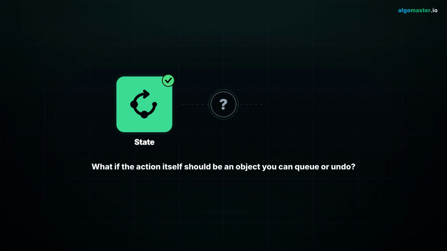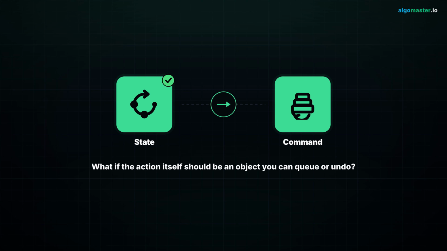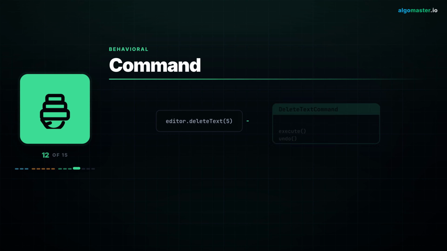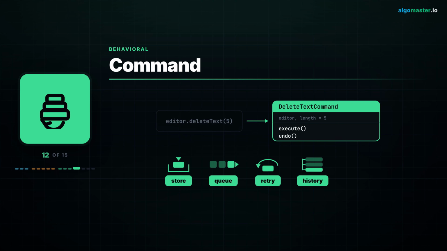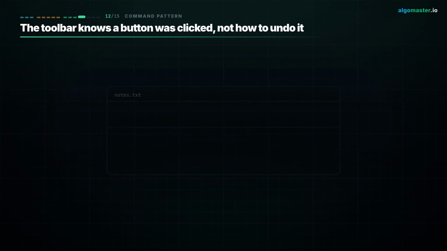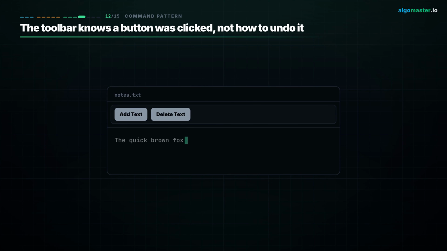State changes how an object behaves over time, but sometimes instead of performing an action immediately, we want to represent that action as an object. That brings us to the next pattern, command. The command pattern turns a request or action into a separate object. Because once an action becomes an object, we can store it, queue it, retry it, keep a history, or undo it later. Imagine you are building a text editor with multiple options in the toolbar, where users can add or delete text, copy and paste, and undo the most recent operation.